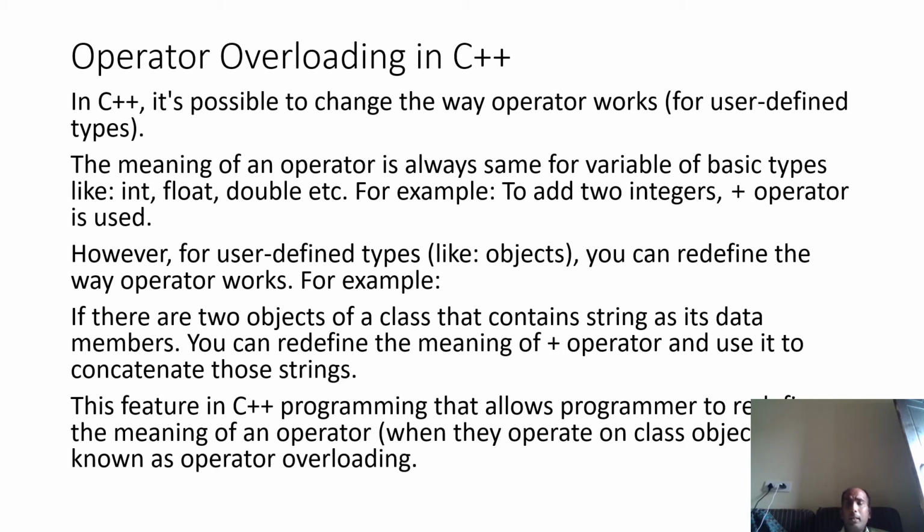For example, if there are two objects of a class containing a string as its data member, and you want that when you add these two objects they should be concatenated. You can even write plus but make it behave as minus. You can give any definition to an existing operator. How? That we will see. This feature in C++ that allows the programmer to redefine the meaning of an operator is known as operator overloading.